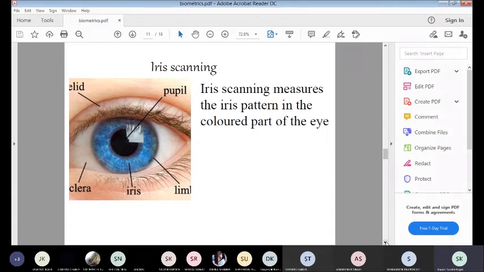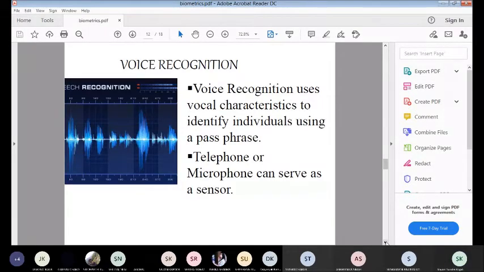And iris scanning measures the iris pattern in the colored part of the eye. The pattern in the colored part of the eye is measured, and the second time whenever it is required to match, it is used, right?